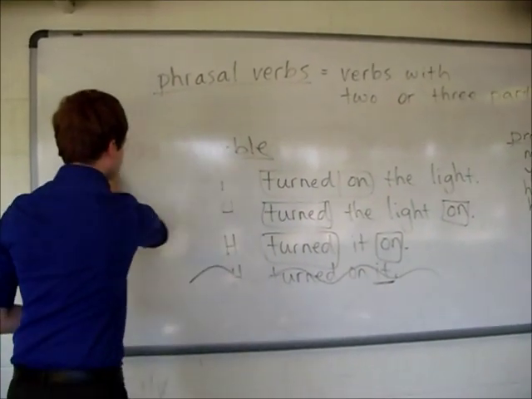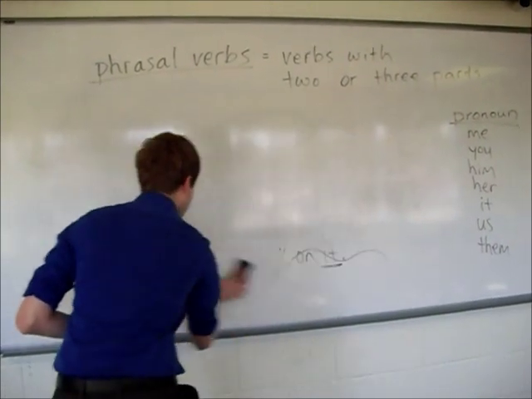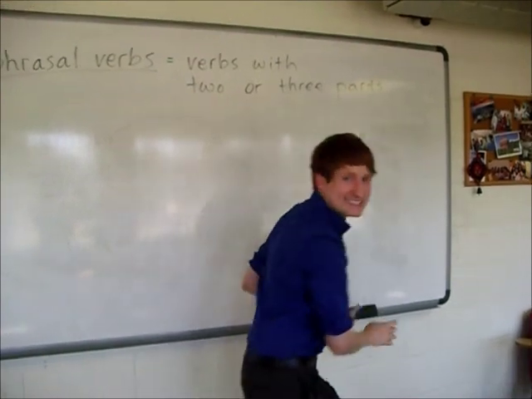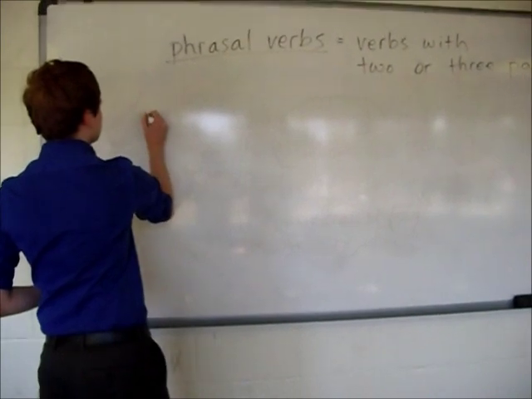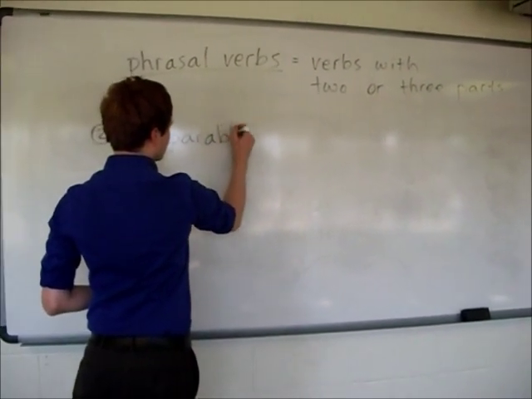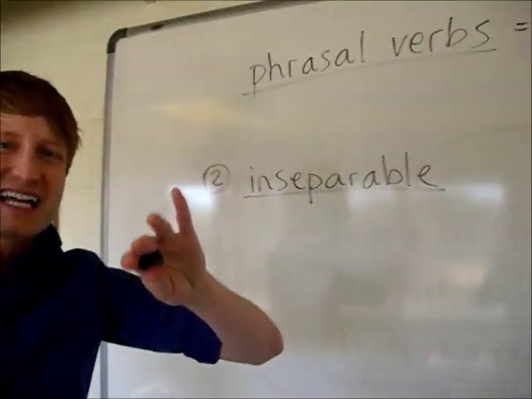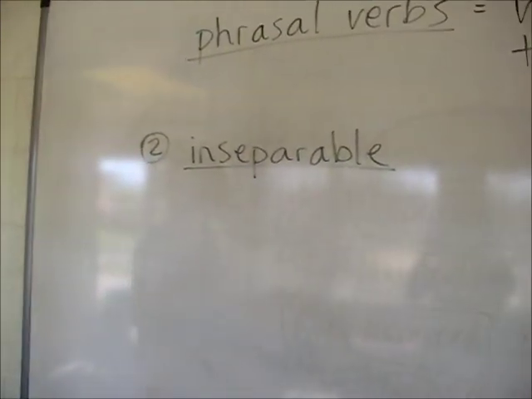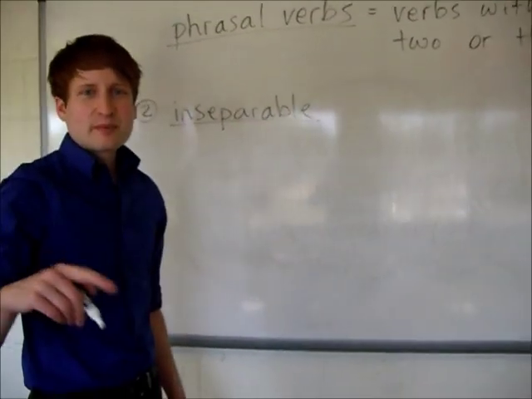Let's do number 2. Kind number 2 is called inseparable. You cannot separate these. These are phrasal verbs that you cannot separate. They must be together all the time, always together. I'll give you an example. Break up with. Break up with.